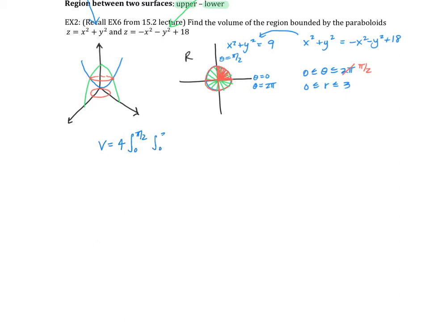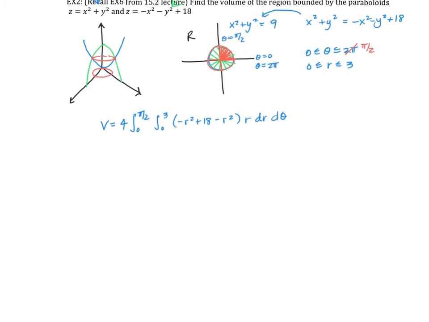My r values from 0 to 3. My integrand is going to be the upper, which is the negative r squared plus 18, minus the lower, which is r squared, so minus r squared. And then it's r d theta. I'm going to go ahead and combine, so that's 18 minus 2r squared, and distribute the r in one step. To get the integral from 0 to 3, this becomes 18r minus 2r to the third dr d theta.